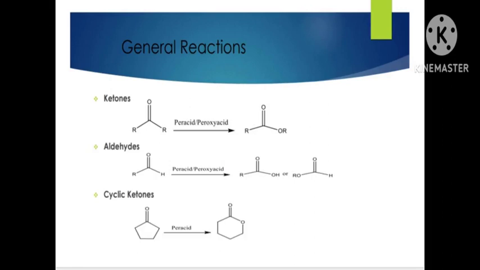Next, there are some general reactions of this Baeyer-Villiger oxidation. We can see that ketones are converted into corresponding esters by using the same peracid or peroxy acid as an oxidizing agent. While in the case of aldehydes, when they are treated with peracid or peroxy acids, they are converted here into carboxylic acid or formate ester, that is shown here.